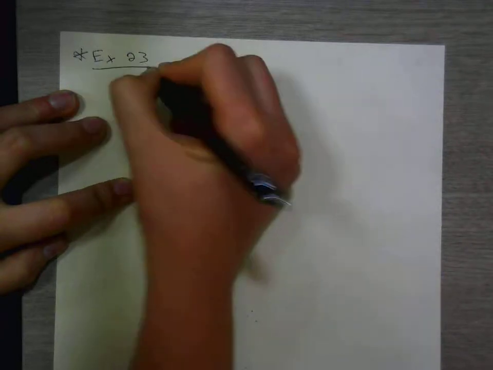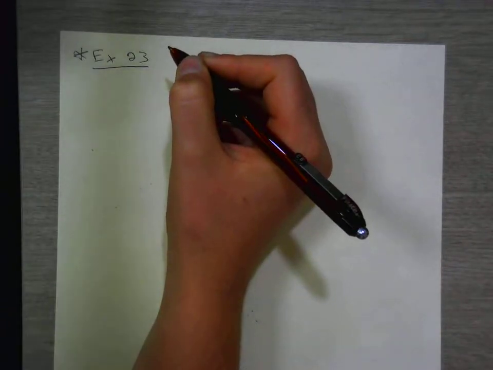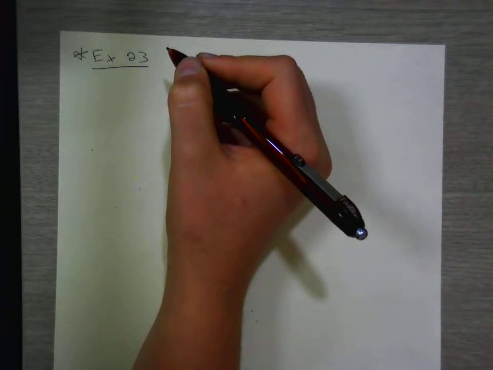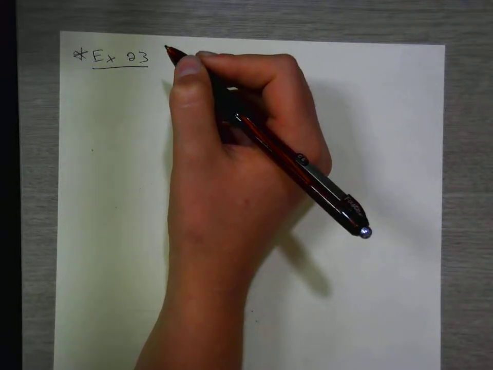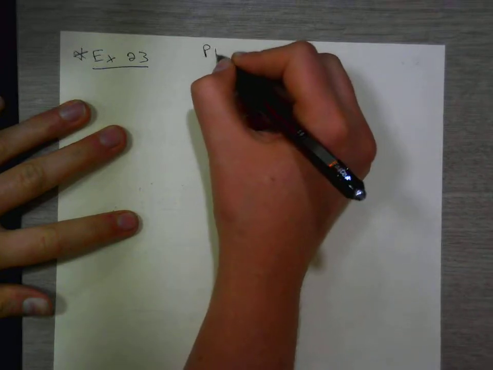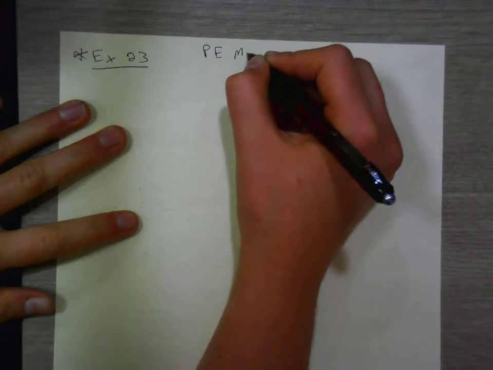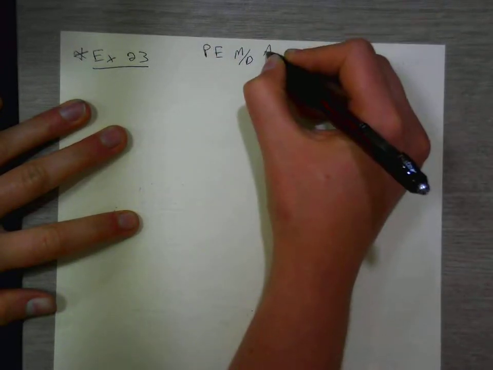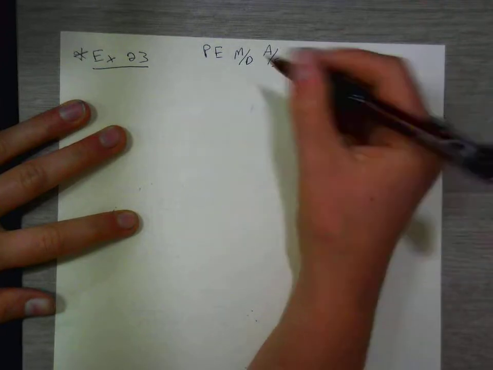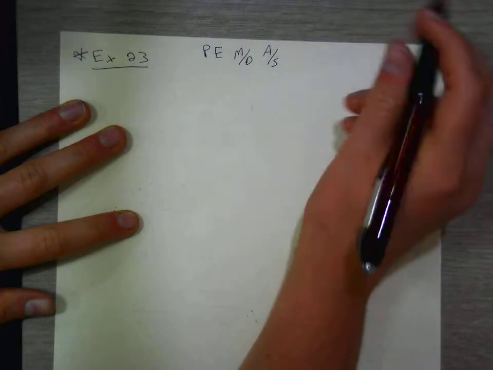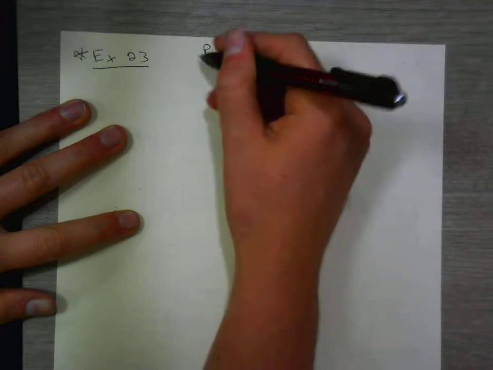Example 23. We're going to apply the order of operations to decimals. So we're combining all these order of operations. Remember, the order of operations is parentheses, exponents, multiplication and division go together, and then addition and subtraction go together. So PEMDAS. That's the order of operations.